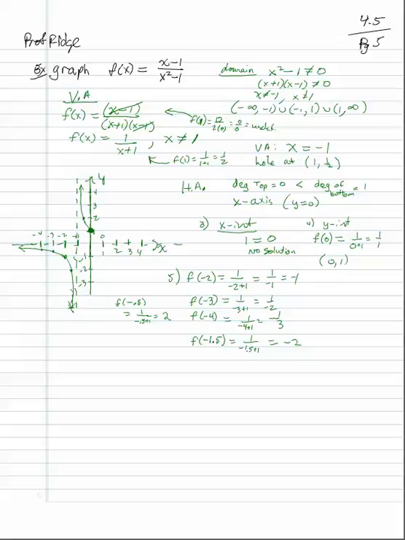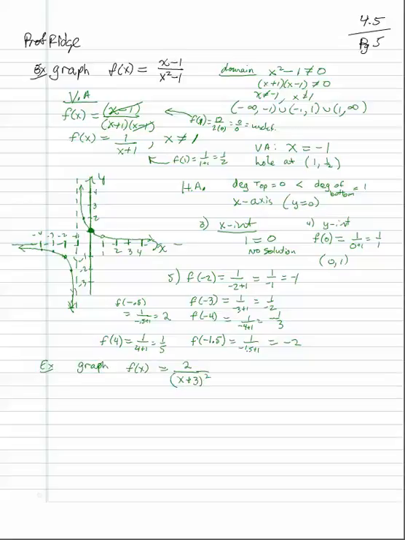And then as x gets bigger and bigger, let's say if I put x as 4, I'm going to get 1 over 4 plus 1, which is 1 over 5, which is 0.2. And you should see that on this side we're now approaching the horizontal asymptote. Okay, and so that's what that graph looks like. Okay, let's try another one.